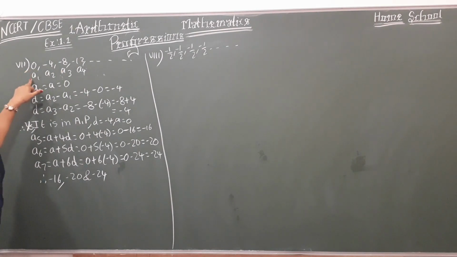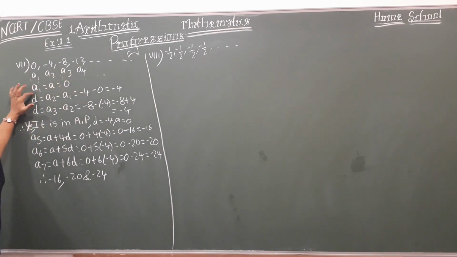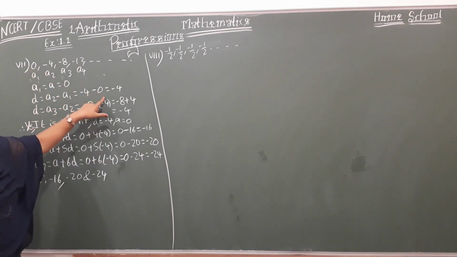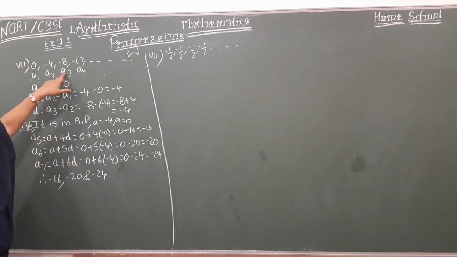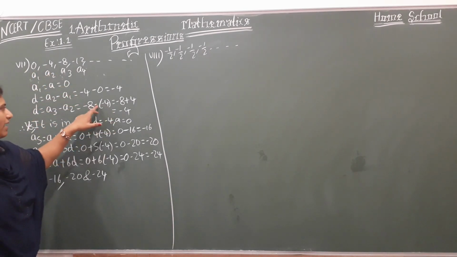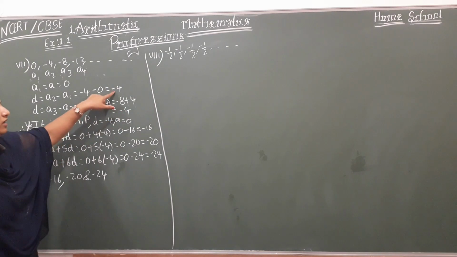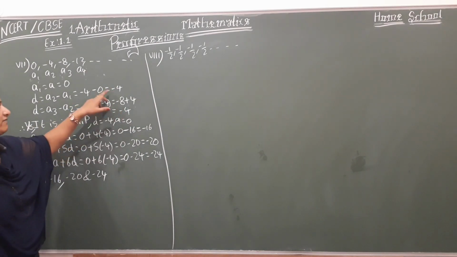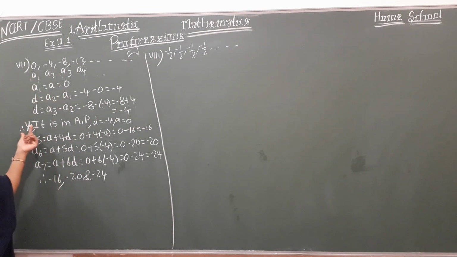Start writing the terms A1, A2, A3, A4. The first term A1 is equal to A, which is 0. Common difference A2 minus A1 is minus 4 minus 0, which will be minus 4. Then another common difference, A3 minus A2, is minus 8 minus of minus 4. Minus into minus will be plus. Minus 8 plus 4 will be minus 4. Look here, this D and this D are constant, a fixed number. Therefore, the sequence is in arithmetic progression. Yes, it is in AP.